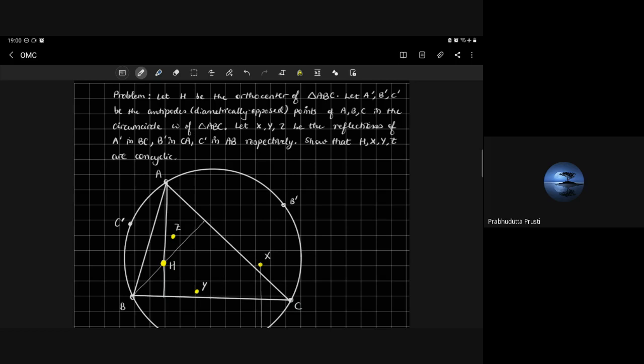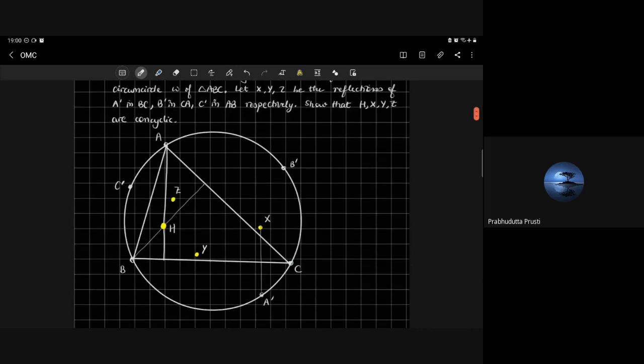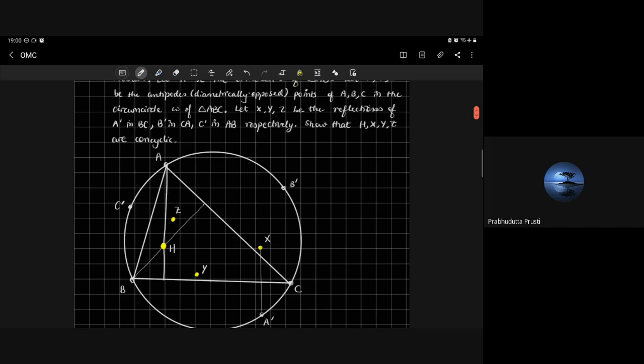So the problem is: H is the orthocenter of triangle ABC, and A prime, B prime, C prime are the antipodes. That means the diametrically opposite points of A, B, C in the circumcircle.